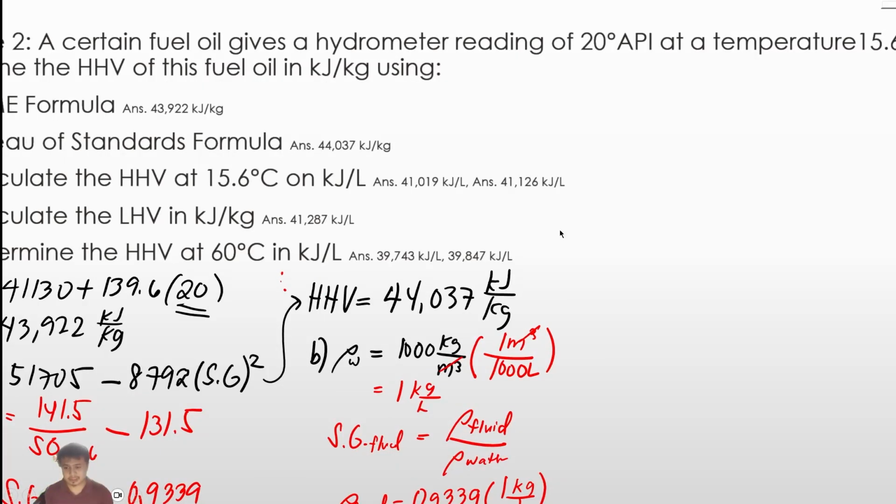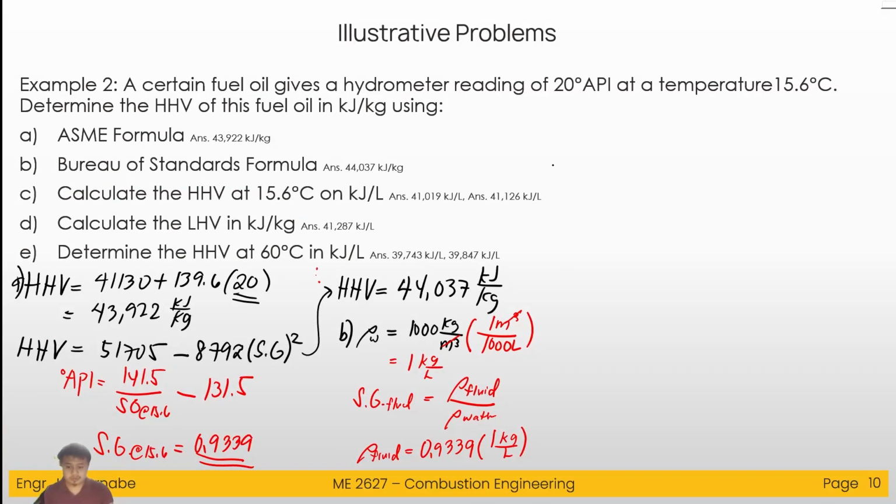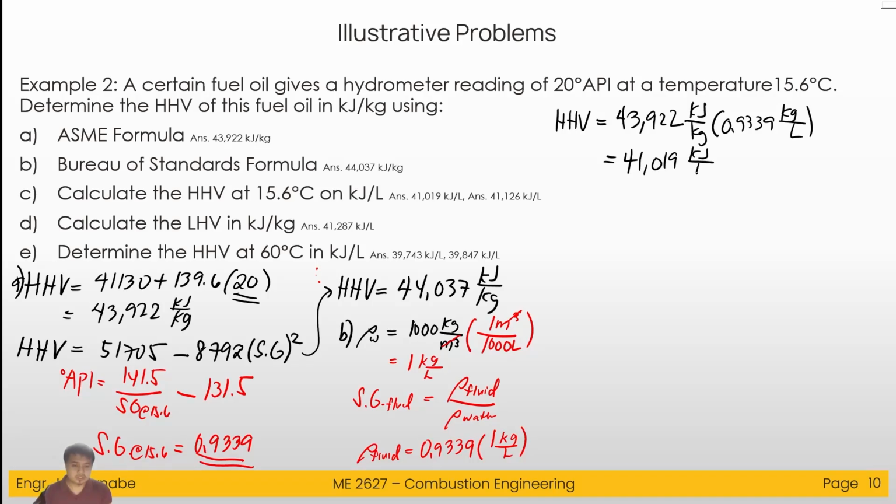So we can just multiply this density to find that. Therefore, the high heating value in terms of liters for the estimate formula is 40.922 kilojoules per kilogram multiplied by 0.9339 kilogram per liter. So we will get 38.19 kilojoules per liter.